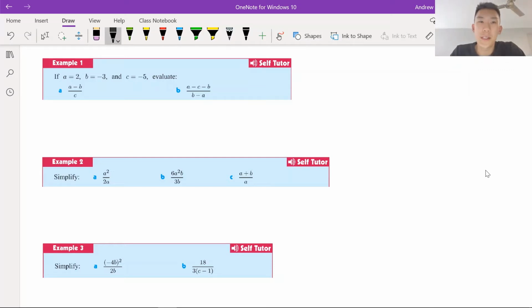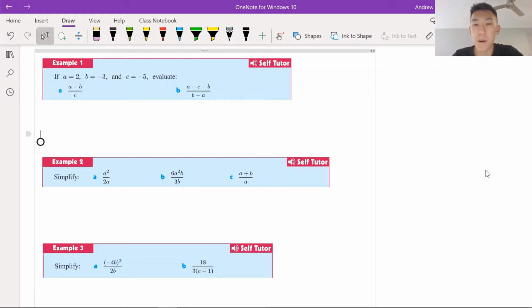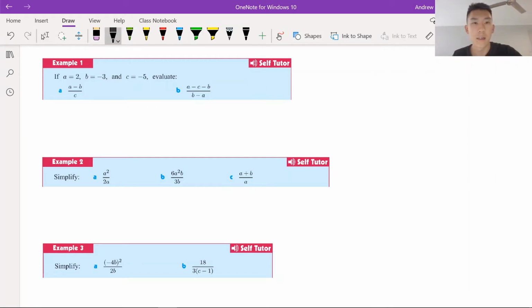In this video we're going to start looking at some algebraic fractions, our next topic. In this one we'll do some evaluating, so basically substitution, which is not difficult at all, and simplify a bunch of other algebraic fractions. Okay, so let's start with example 1. Let's try to do this without a calculator.